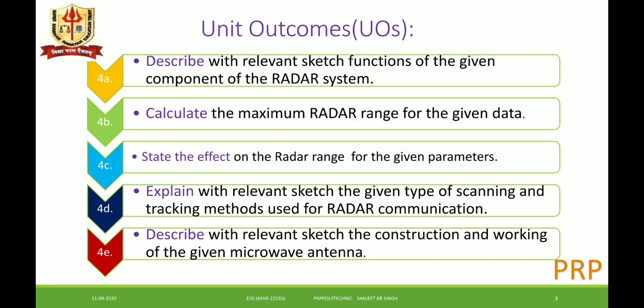Unit outcomes we have already seen: to describe with a relevant sketch function of the given component of the radar system, second, calculate the maximum radar range for the given data, third, state the effect of the radar range for the given parameters, explain with relevant sketch the given type of scanning and tracking methods used for radar communication, describe with relevant sketch the construction and working of the given microwave antenna.